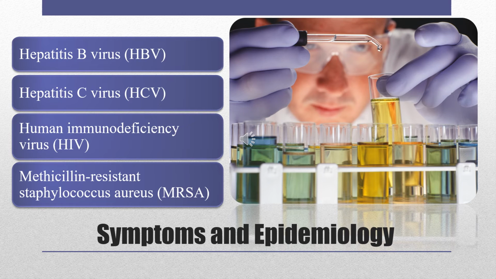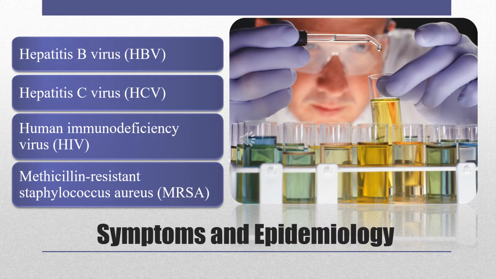Symptoms and epidemiology. There are many bloodborne diseases, and we're going to talk about a few. The first one, hepatitis B. We're all familiar with it and have learned it in the past. Again, this affects the liver, and there are over 5.7 million people in the United States affected by this. These, again, are HBV and HCV. Some of the signs and symptoms are jaundice, fatigue, fever, loss of appetite, nausea, and abdominal pain.